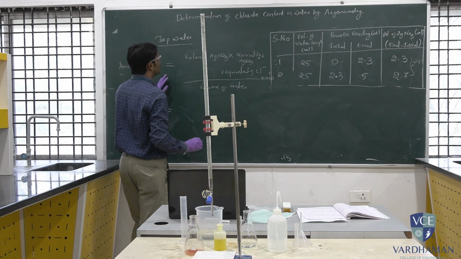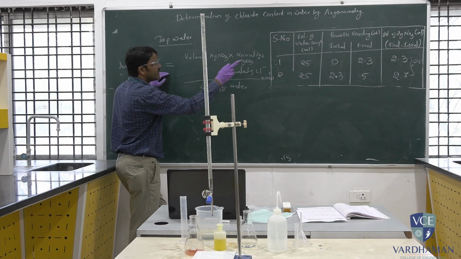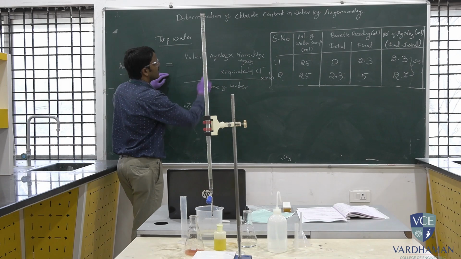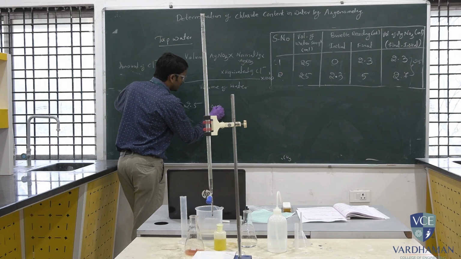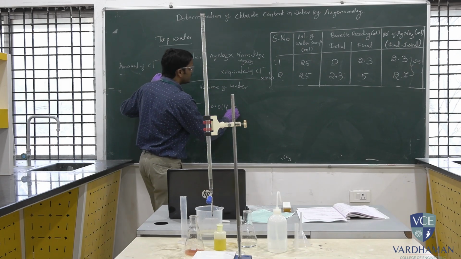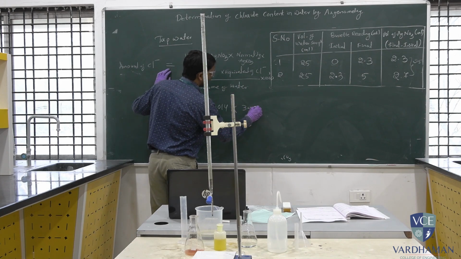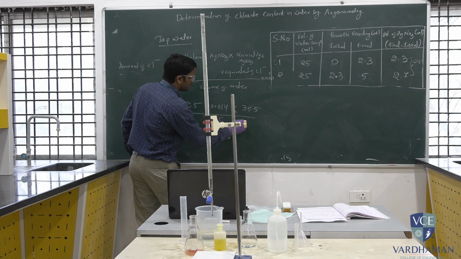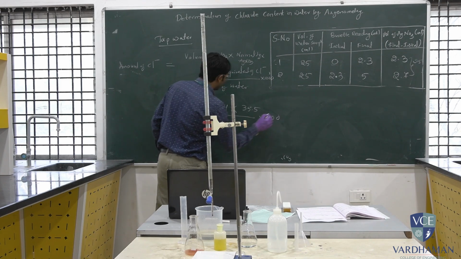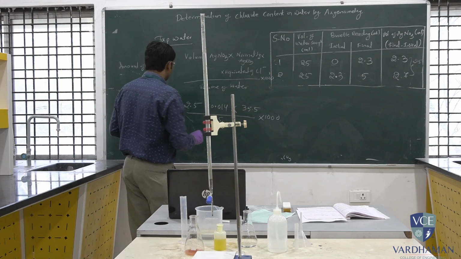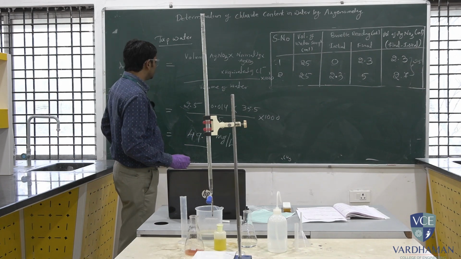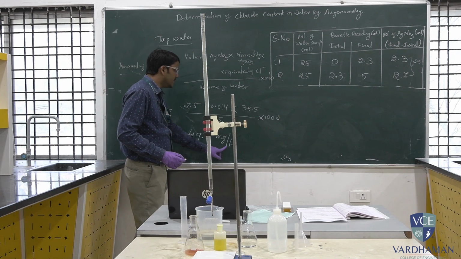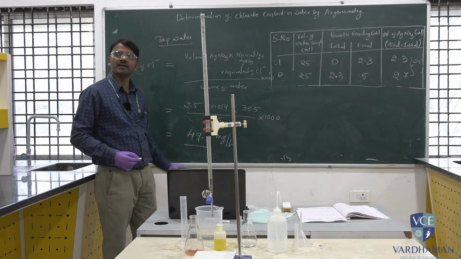Now we have to substitute the values we observed. Volume of AgNO3 is 2.5 ml, normality of AgNO3 is 0.014 normal, equivalent weight of chloride is 35.5, divided by the volume of water sample we have taken, 25 ml, into 1000. So we'll see the calculation: this will be 49.7. This much chloride is present in the tap water. 49.7 milligram per liter or ppm is present in the water sample.